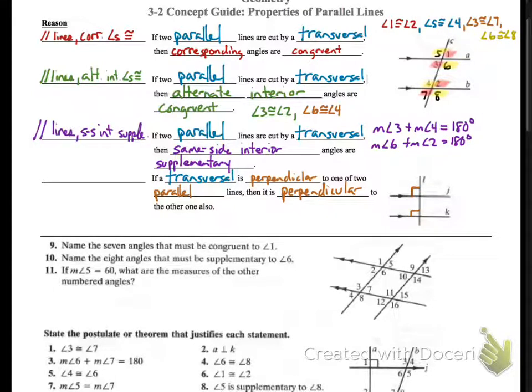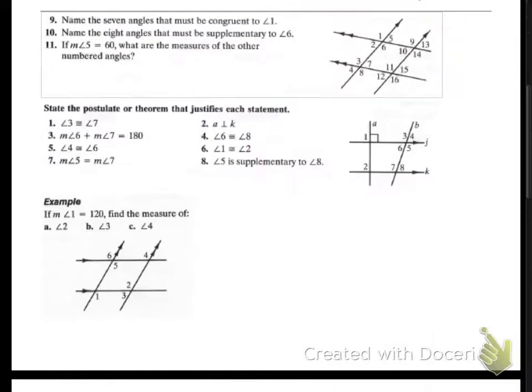Here's the abbreviation. We're just going to use symbols over here for this. We're going to say if you have a perpendicular line that crosses parallel lines, then it's perpendicular to the other as well. So perpendicular to parallel makes perpendicular, is what that is intended to say. All right, first set of questions. I'm going to do this set with you.